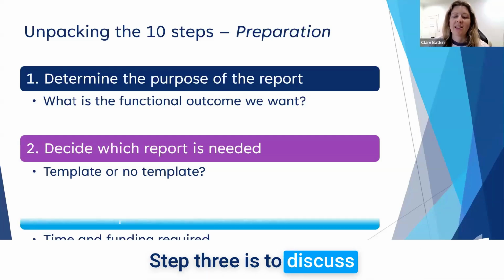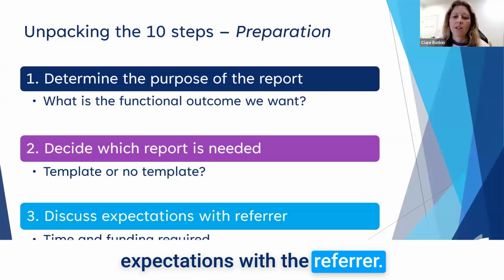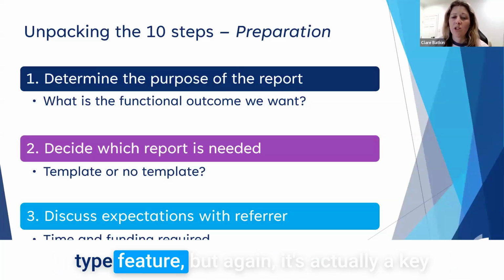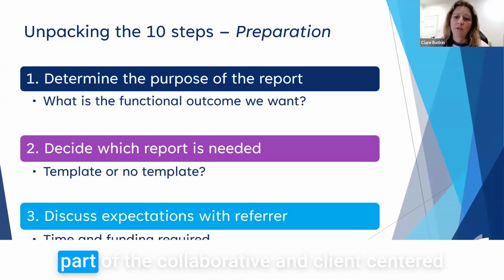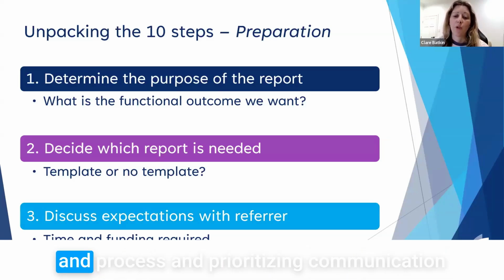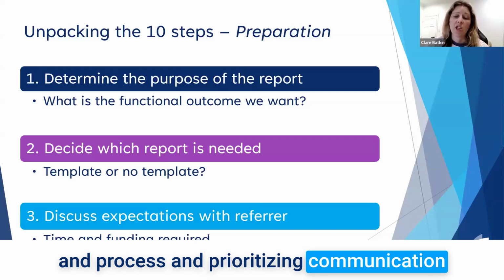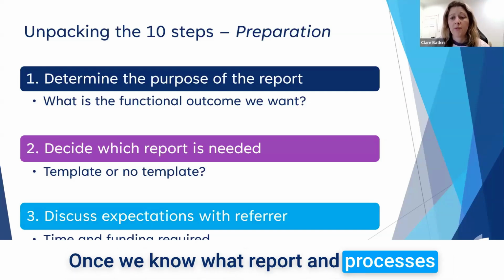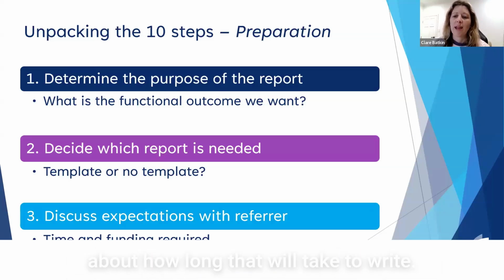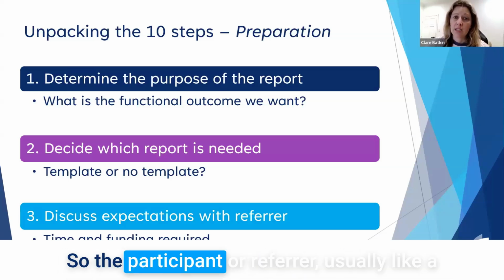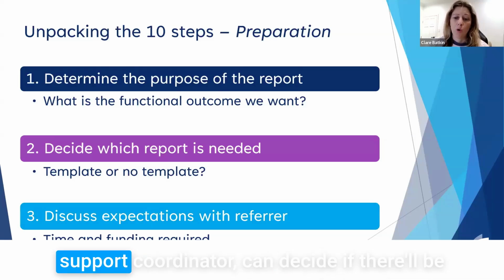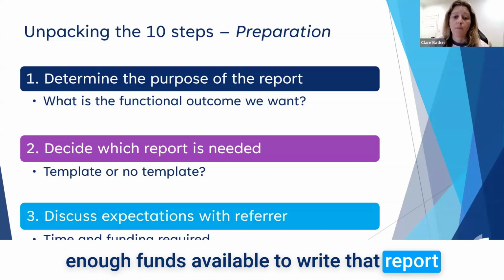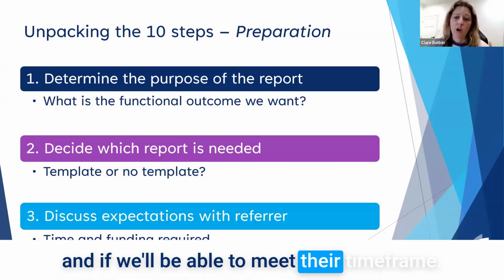Step 3 is to discuss expectations with the referrer. So this is actually something that we may be thinking is a bit more of a customer service type feature, but again, it's actually a key part of the collaborative and client-centered process and prioritizing communication with our clients and stakeholders. Once we know what report and processes we need to complete, we need to be clear about how long that will take to write so the participant or referrer, usually like a support coordinator, can decide if there'll be enough funds available to write that report and if we'll be able to meet their time frame.